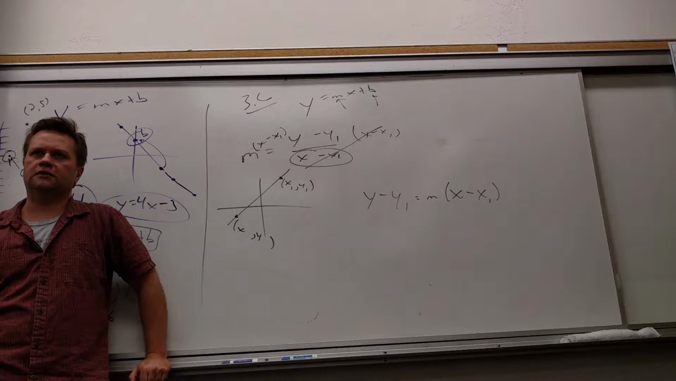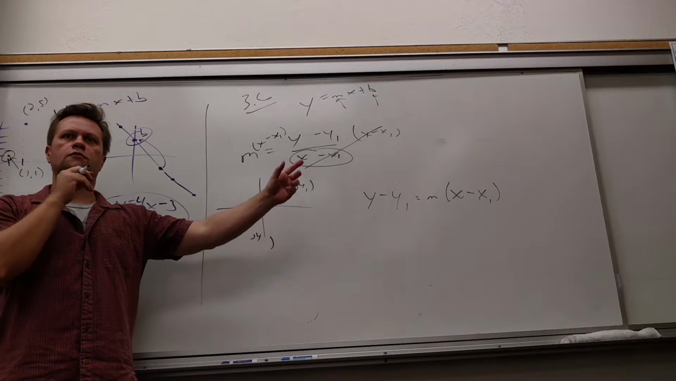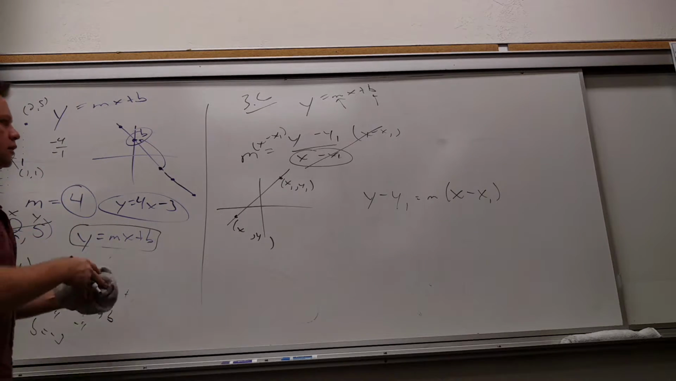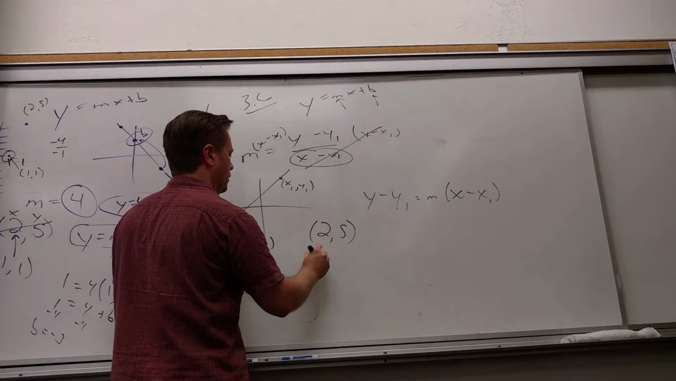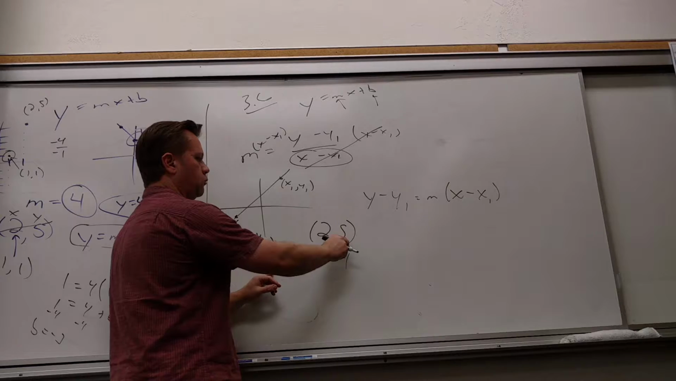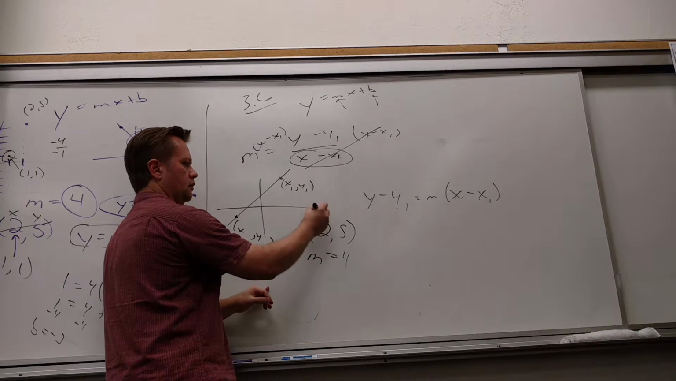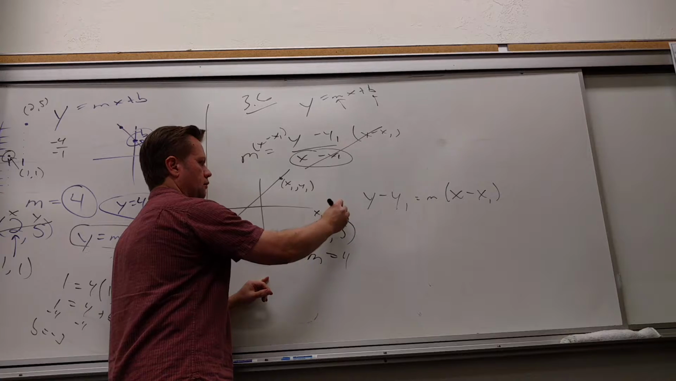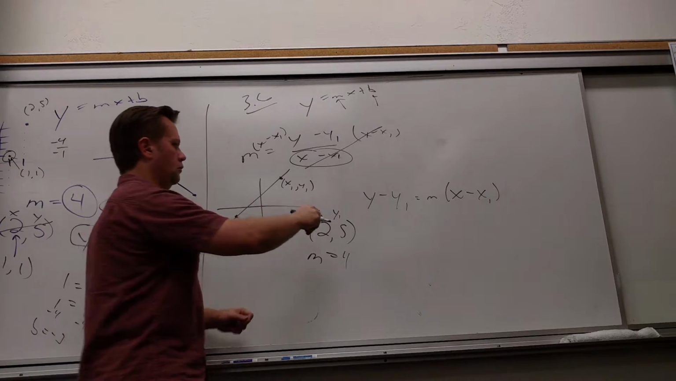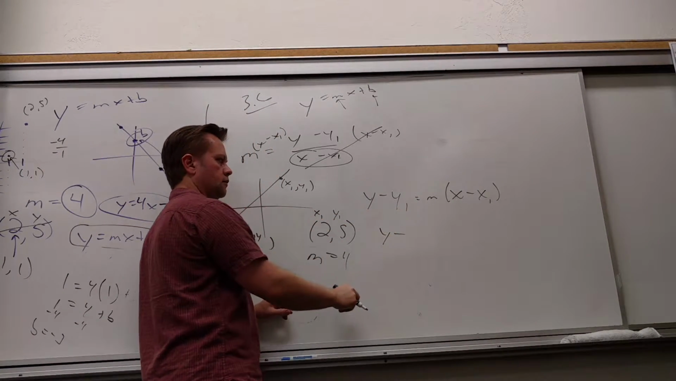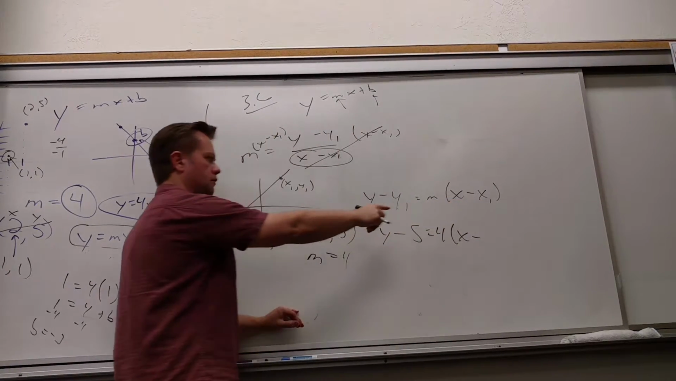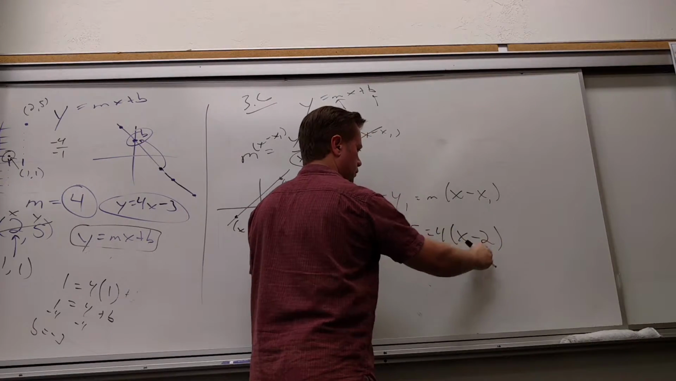So let's immediately use this. This is the equation. Let's use it for the problem I had over here. If I know it goes to the point 2, 5, and I know the slope is 4, what's this? X1. And what's this? Y1. That's the one point they gave me. So now plug and chug: y minus 5 equals 4 times x minus 2. When x is 2, y is 5.